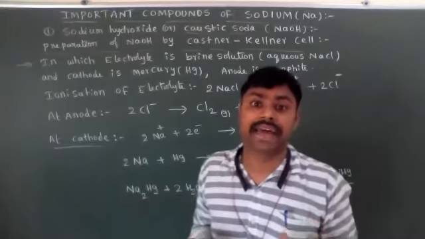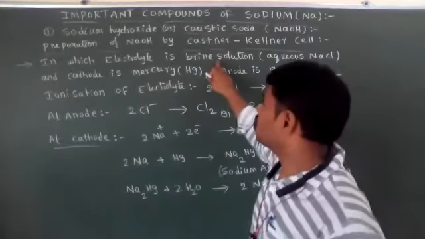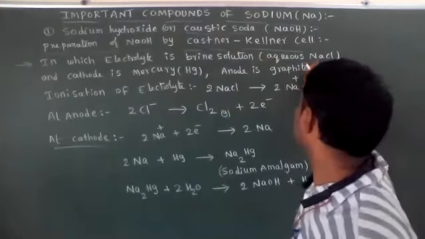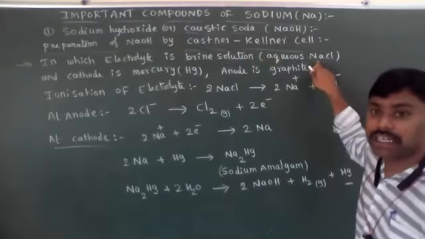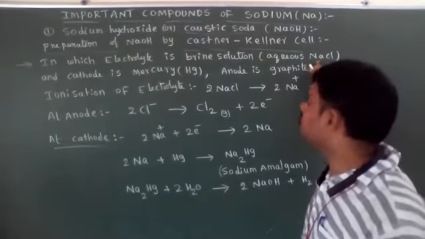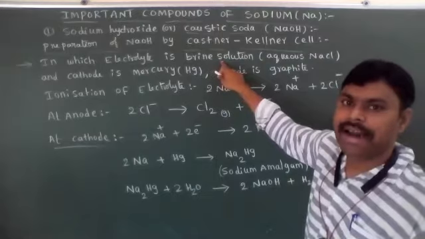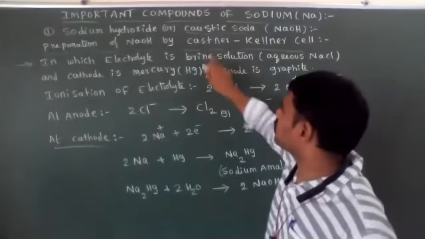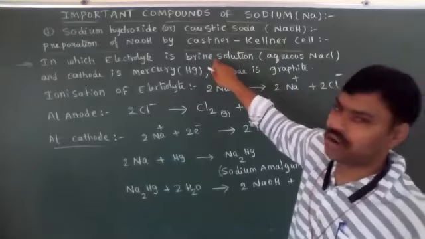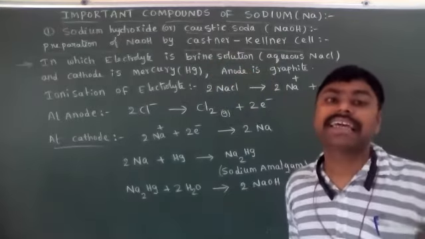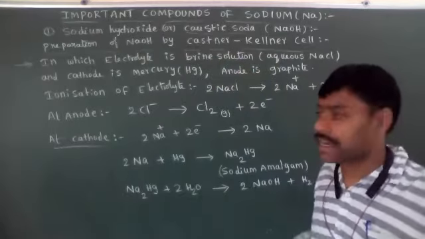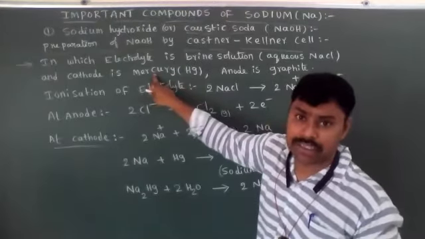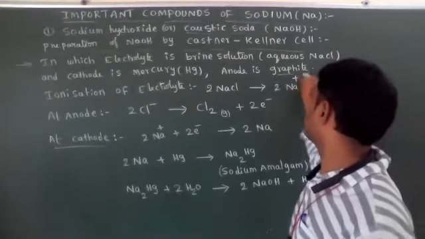What is the meaning of brine solution? Brine solution means not your brain. Brine solution means aqueous sodium chloride, a saturated aqueous sodium chloride solution, commonly called brine solution. Okay? So the electrolyte in the Kastner-Kellner process is brine solution, NaCl. In this electrolysis process, a mercury cathode is used, and the anode is graphite.